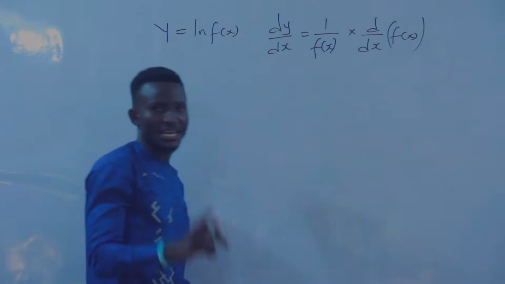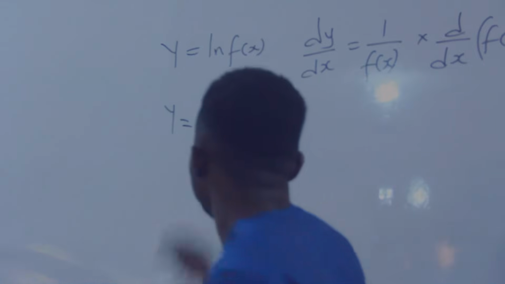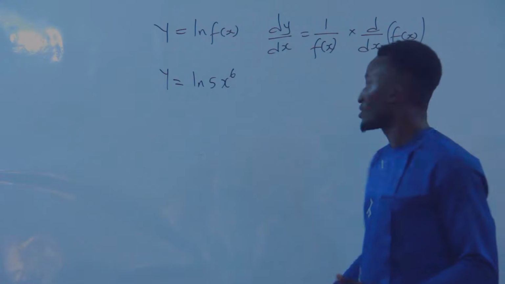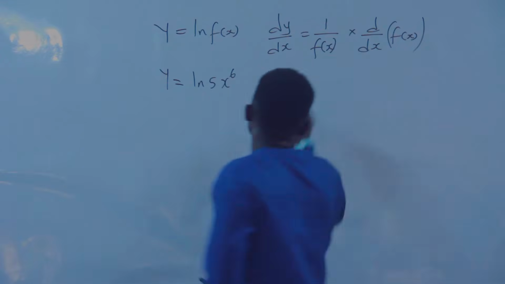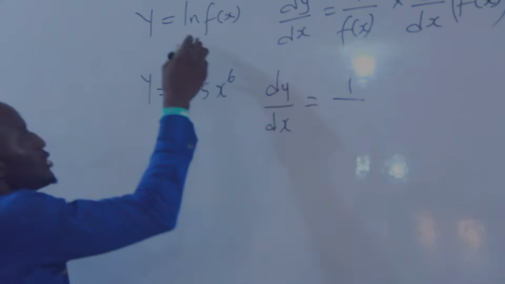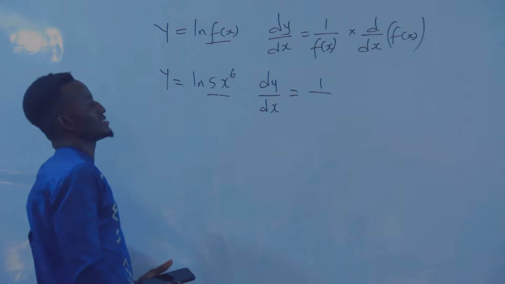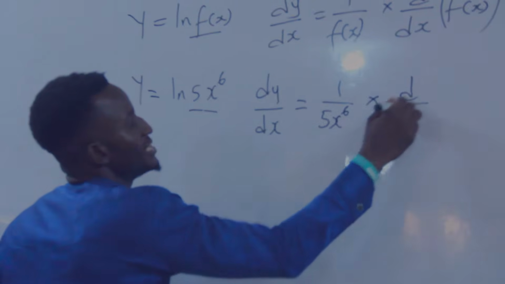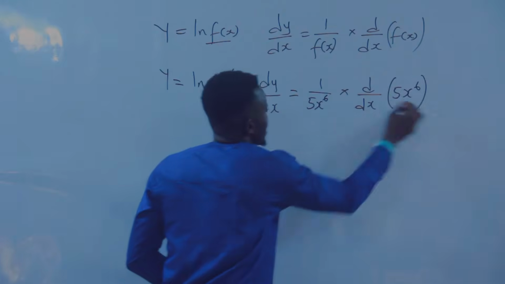Let us see a case as an example. If you are given something like this, that y is equal to ln of 5x raised to power 6, then following the formula, dy/dx of this will be equal to 1 over, comparing this, f of x is 5x raised to power 6. That means 1 over 5x raised to power 6, multiplied by the differentiation of this f of x, which is 5x raised to power 6.